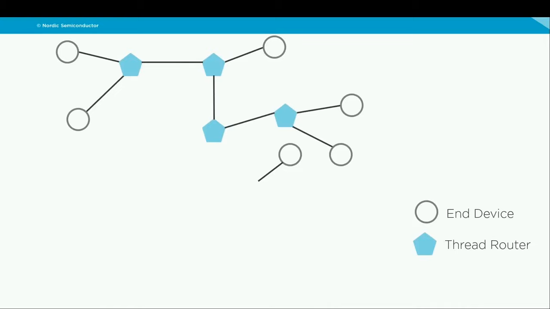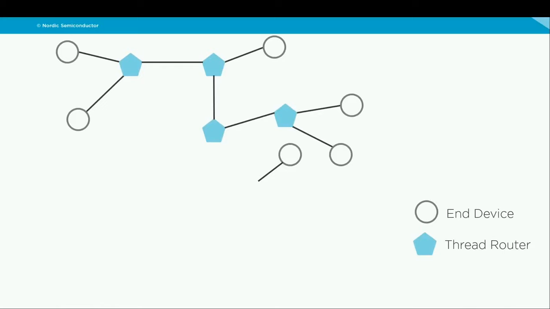All Thread devices initially attach as end devices. When additional range is needed, the Thread network manages REEDs becoming routers without user interaction. For example, this happens when a joining device is beyond reach of a router, but in reach of a router-eligible end device. On the other hand, when connectivity is redundant or unnecessary, a router will downgrade itself to an end device. For example, this may happen when a router connects only few or no end devices.